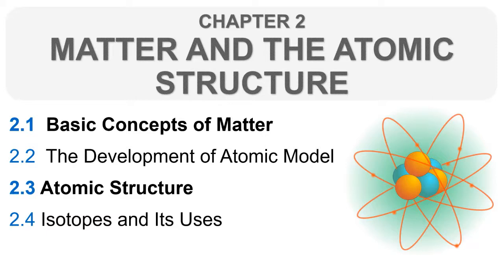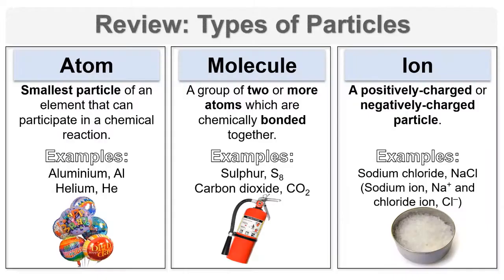Chapter 2, Matter and the Atomic Structure. In this chapter, we will review the types of particles, the changes in the state of matter, and a graph of temperature against time for heating and cooling processes. Matter is something that has mass and occupies space. Matter can exist in the form of elements or compounds.